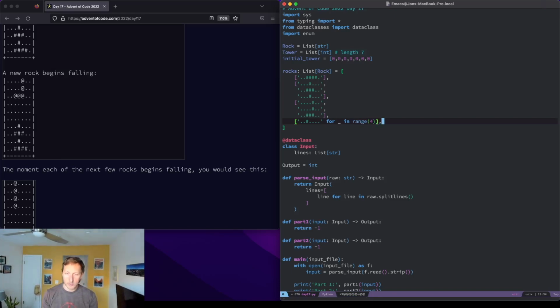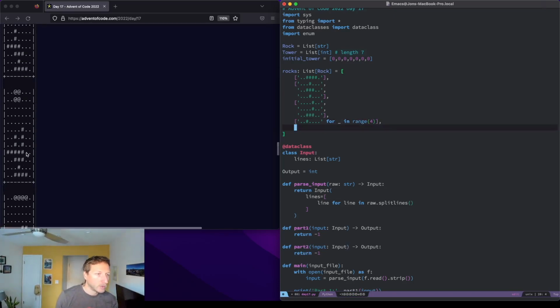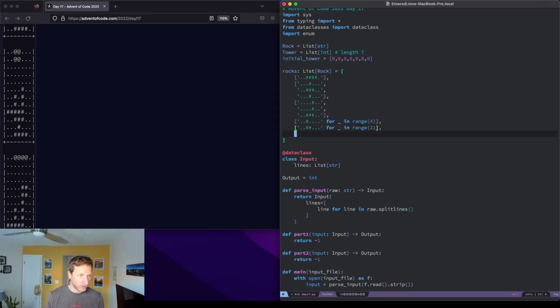All right, so that one is pretty simple. And finally, the dot, dot, pound, pound, dot, dot, dot for range 2. And then the last one is the flat: dot, dot, pound, pound, pound, pound, dot. Okay. Wait. Oh, that's the first one again.